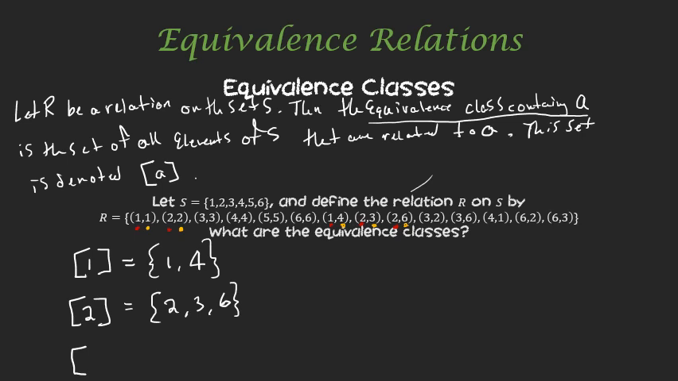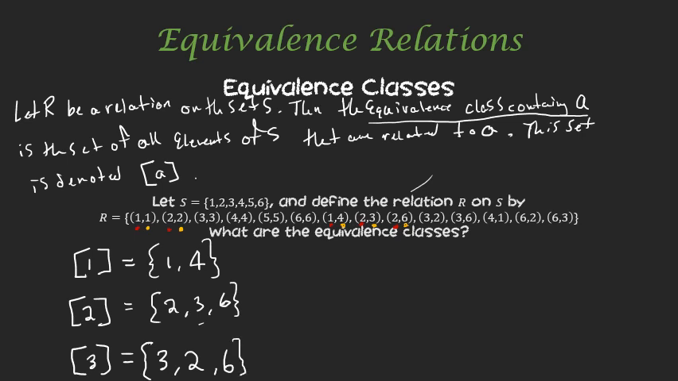All right, let's figure out the equivalence class containing 3. So everywhere 3 shows up in the first coordinate. I know 3 is related to itself. I know 3 is related to 2, which shouldn't be any surprise, right? This is an equivalence relation. So if 2 is related to 3, which we set up here, then 3 should be related to 2. And then we also have 3, 6 as an ordered pair, and so 6.